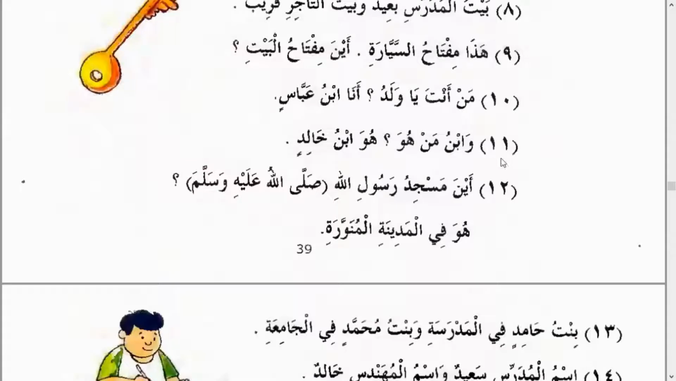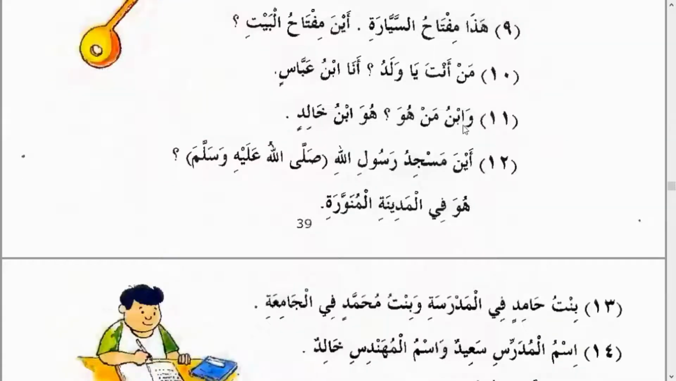Let's today read the next 10 sentences. Wabunu man huwa. See, that's why I wanted to introduce the Hamzatul Wasl. There are two types of Hamzas, right? Hamzatul Qata and Hamzatul Wasl. Hamzatul Wasl is the joining. So if Waw came before it, I didn't stop. I didn't read Wa ibnu. No, I didn't read like that. I said Wabunu. Wabunu man huwa.